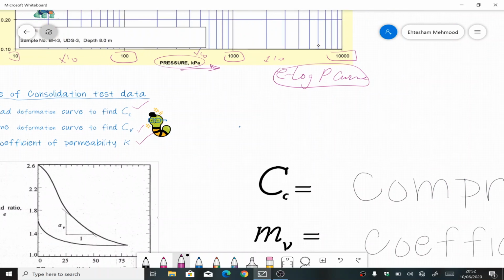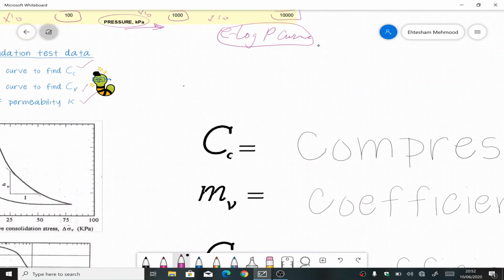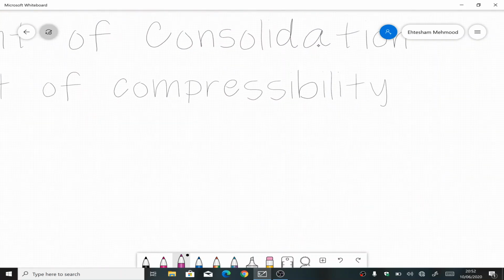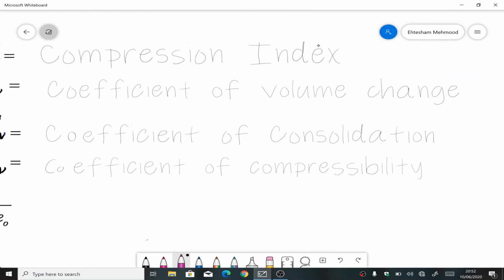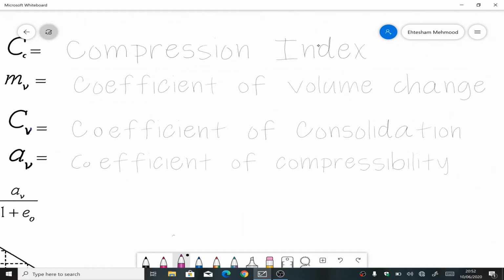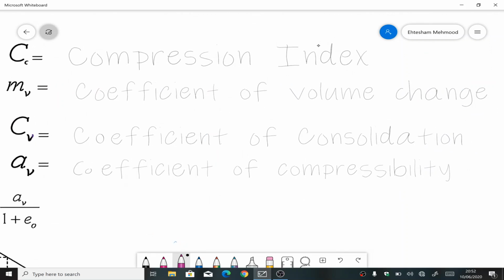And now what are these things? So we look here. CC is called the compression index. Okay, CC is compression index, and then MV is coefficient of volume change, CV is coefficient of consolidation, and AV is coefficient of compressibility. So these are 4 things that we actually obtain from the consolidation test.